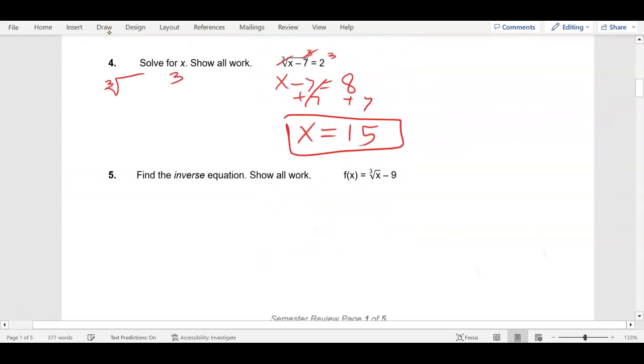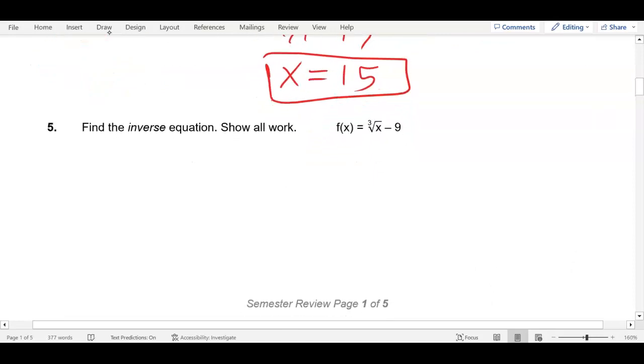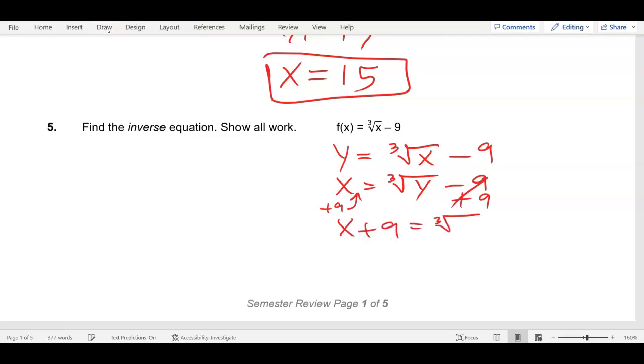Then we want to find the inverse equation. To find an inverse, we turn f of x into a y. Then we need to switch x and y. So x equals cube root of y minus 9. Step 3, we solve for y. So to get the y by itself, first to get rid of the loner, -9, we add 9 to both sides, and plus 9 will go after that x. x plus 9 equals cube root of y.